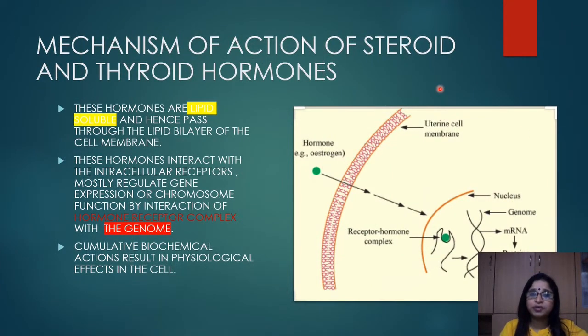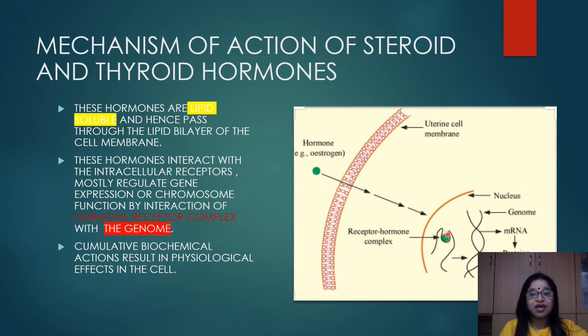Then how do steroids and thyroid hormones act? These hormones are lipid soluble. The steroid and thyroid hormones are lipid soluble, so they can very easily pass through the lipid bilayer of the cell membrane. Because of this, they do not need any membrane-bound receptors. They can very easily pass through this and enter into the cell. Once they enter into the cell, these hormones interact with the intracellular receptors. Generally, they are nuclear receptors.